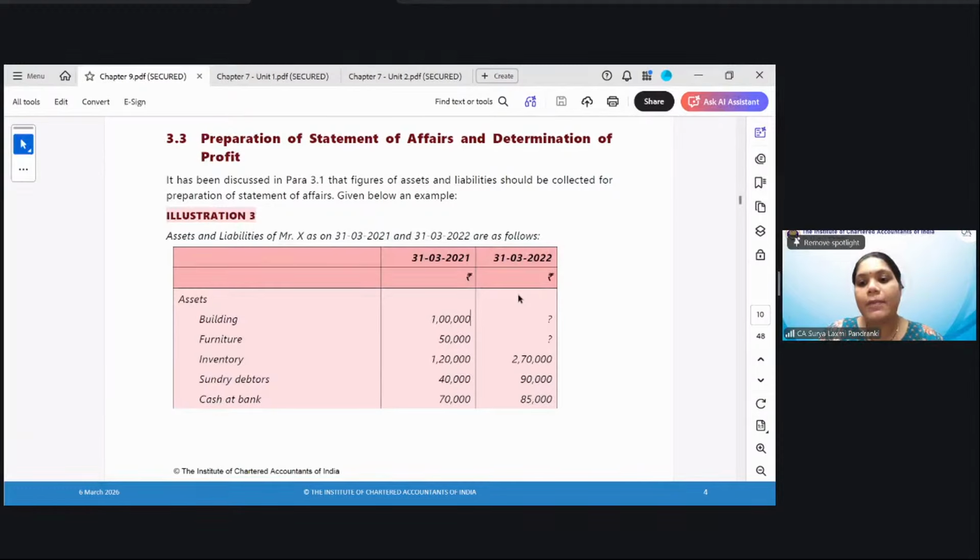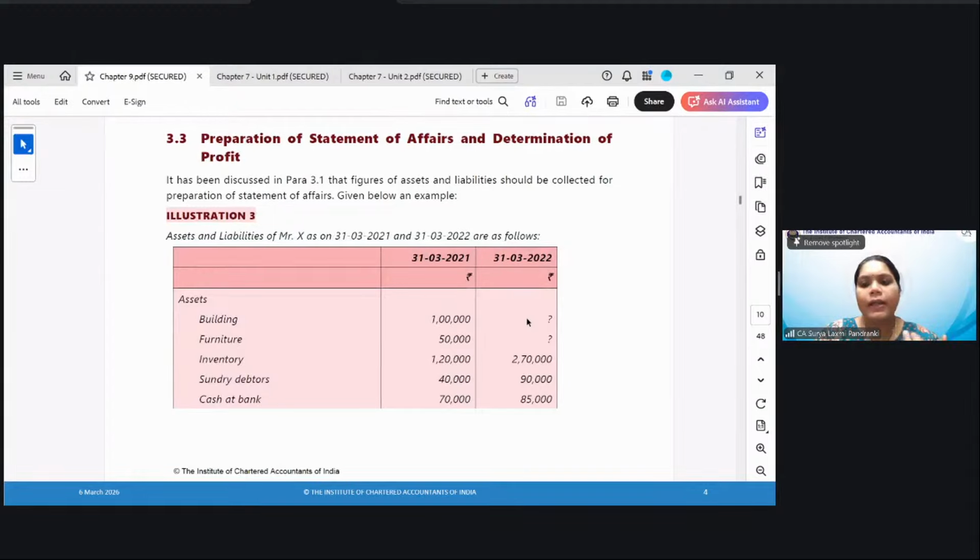How will you calculate? I have only these opening balances and closing balances, they put question marks. So can we calculate this? Yes, we can calculate. How? By reducing depreciation. Yes, you are right.